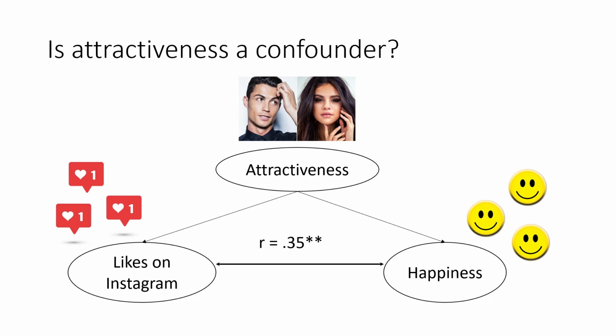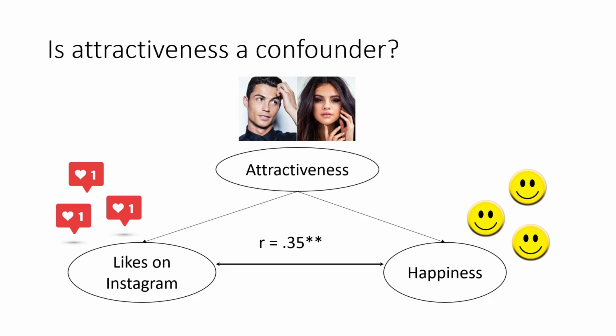Due to the beauty bias, it is possible that the more attractive the Instagrammer is, the more likes on Instagram she or he may get because of their popularity, and at the same time, the more attractive the Instagrammer is, the happier he or she may be because they are better treated in our society.